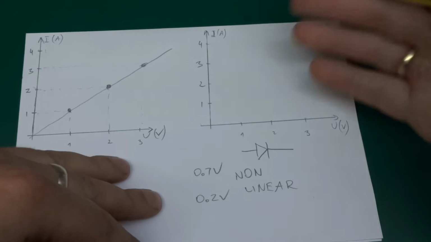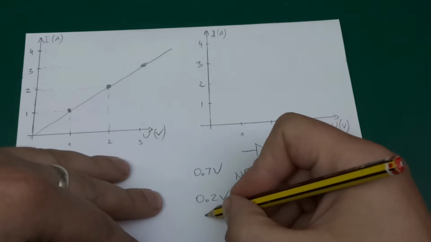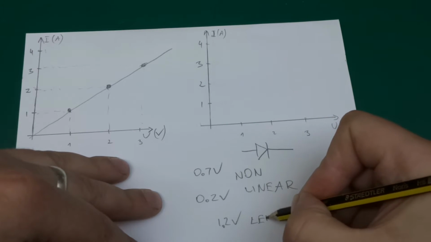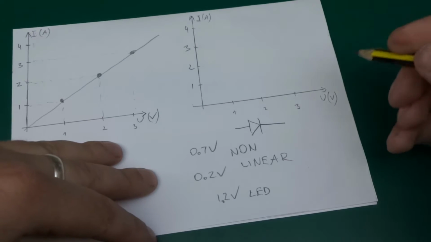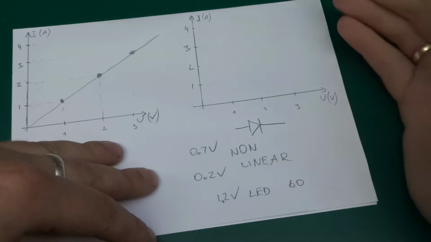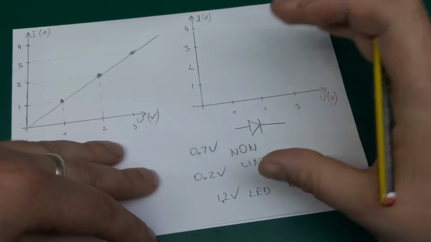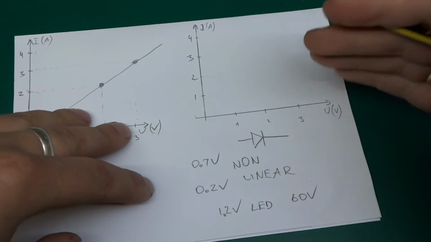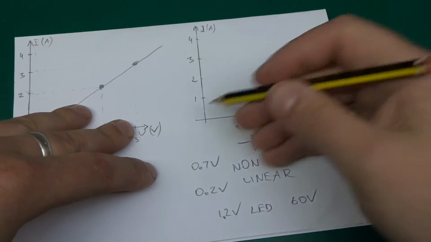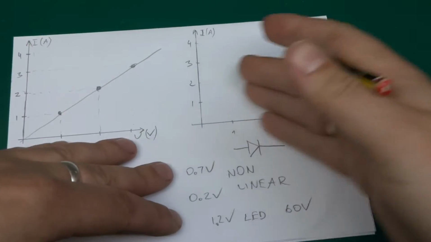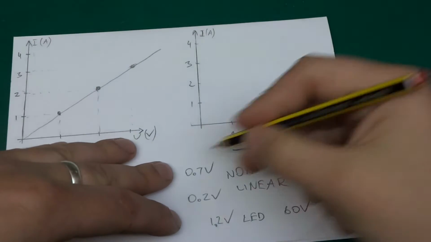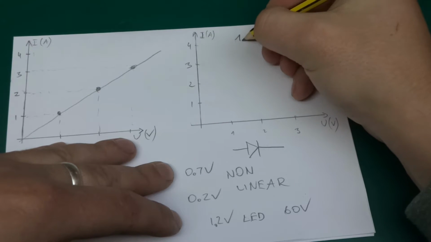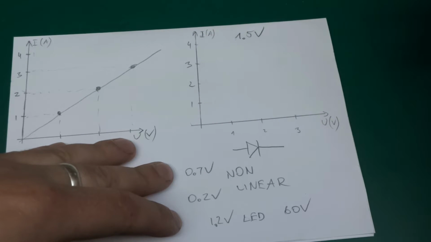You will have LEDs. LEDs are quite a bit higher, so they can go from 1.2 volts for a low power LED to as much as 60 volts for a 100 watt LED chip, a big one. So what that forward voltage means is, if you are below that voltage, so for the purpose of this example, let's assume that the diode has got a forward voltage of 1.5 volts.